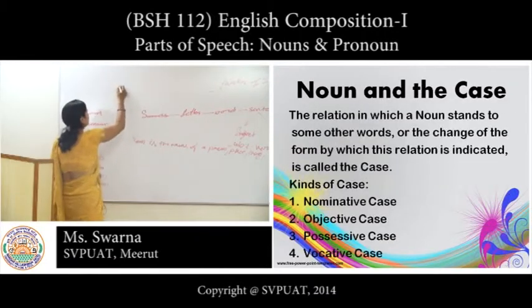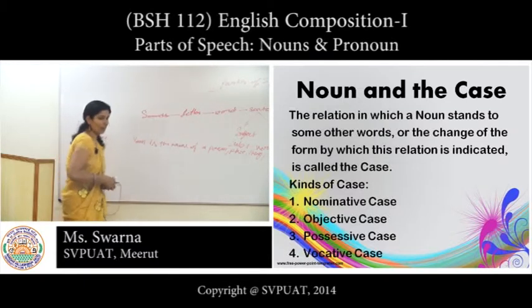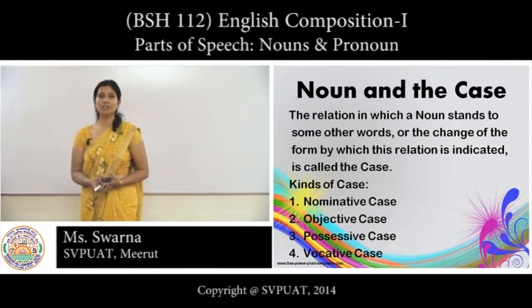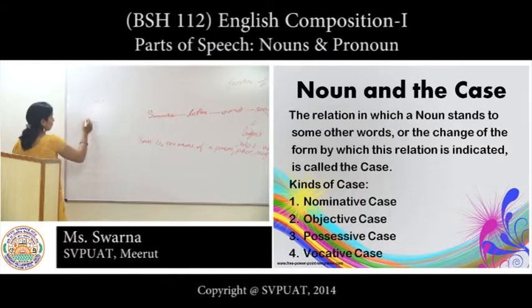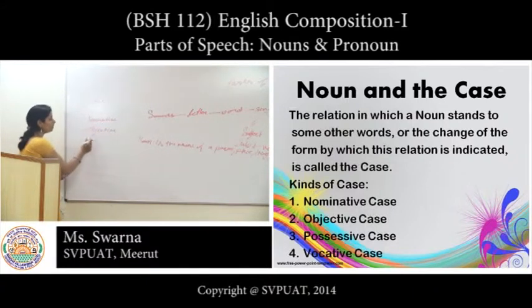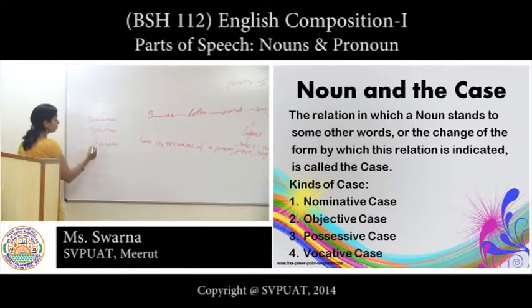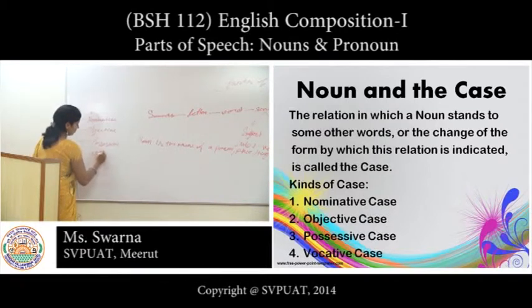Now, I want to tell you the cases, in what cases we use noun. So, there are 5 cases in which we use noun. First one is nominative case. Second one is objective case. Third one is possessive case. Fourth one is optative case. And fifth one is vocative case.